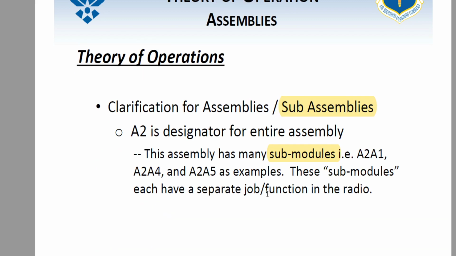Okay, so we'll talk about the theory of operations next. We're going to give you a little bit of clarification on the difference between an assembly and a subassembly, and I'm going to skip ahead here in a second and show you the diagram. So A2 is the designator. That's what they're talking about for the entire assembly.